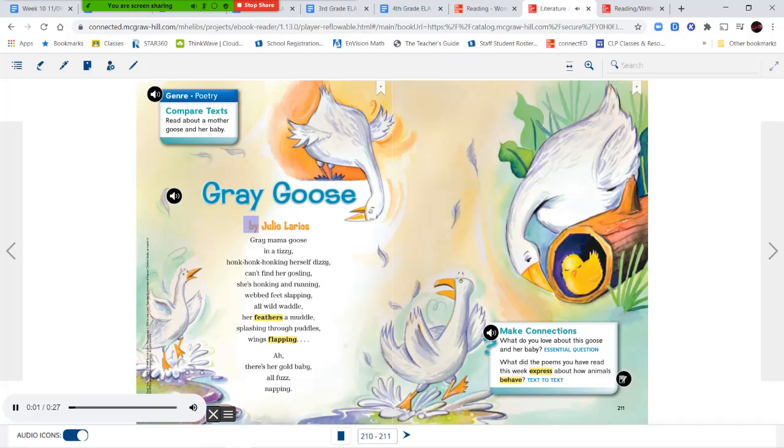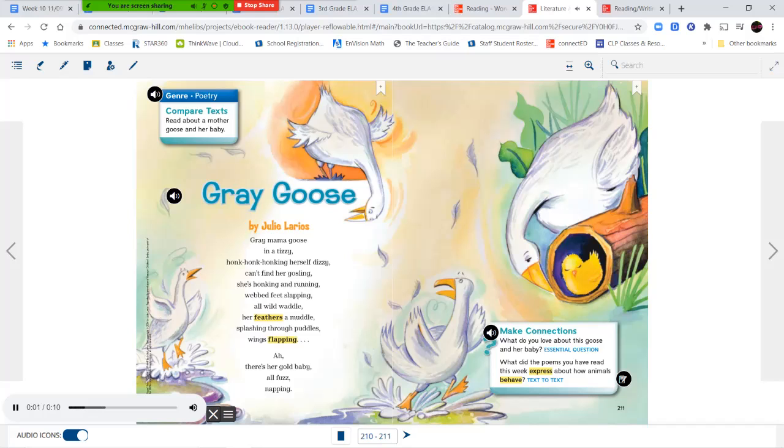Gray Goose by Julie Larios. Gray Mama Goose in a tizzy, honk honk honking herself dizzy. Can't find her gosling, she's honking and running, webbed feet slapping, all wild waddle, her feathers a muddle, splashing through puddles, wings flapping. Ah, there's her gold baby, all fuzz, napping.